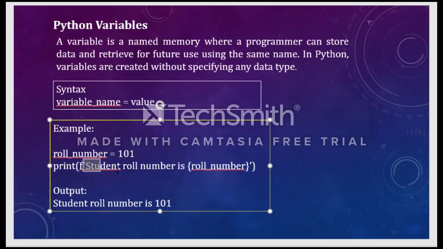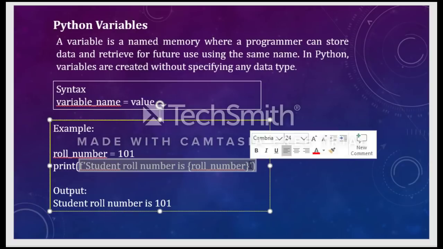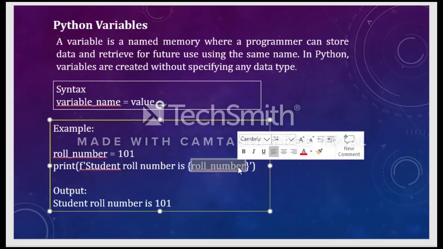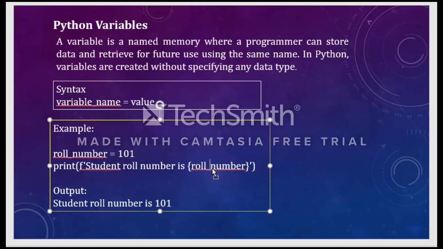While writing the total statement, we can provide f in front of it. So as you can see on the screen, in the print statement, after opening the bracket, I am writing f. Then after f, I am writing the total statement that I want to display on the screen. So in single quotations, 'student roll number is', then I am opening braces and I am giving the roll number. So at this roll number, 101 will be substituted. Okay, the student roll number is 101. You will get the answer like this.